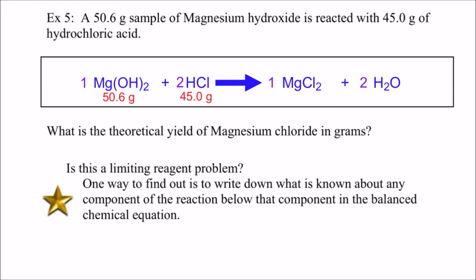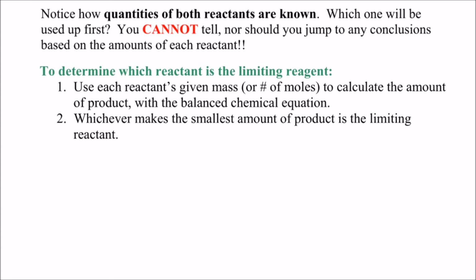So when we are asked what is the theoretical yield of magnesium chloride, we actually have to figure out which one of these is going to run out first. And whichever one of them runs out first, that's the one we need to base our answer on. Now, one thing I want you to be careful of is that you cannot tell, and you should not jump to any conclusions about which thing is going to be running out first just by looking at the amount of grams that you were told.